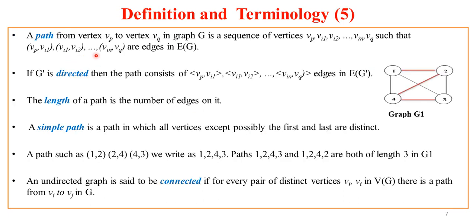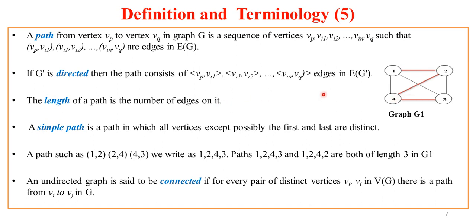Now a path from vertex VP to VQ in a graph is a sequence of vertices. For example, let VP be the starting vertex and VQ the ending vertex. All the intermediate vertices form a sequence of edges, that is VP to VI1, VI1 to VI2, VIN to VQ. So these are the edges. For example, if we consider graph G1 here, the sequence from 1 to 3 is edge 1 to 2, edge 2 to 4, and edge 4 to 3. So this forms a sequence.